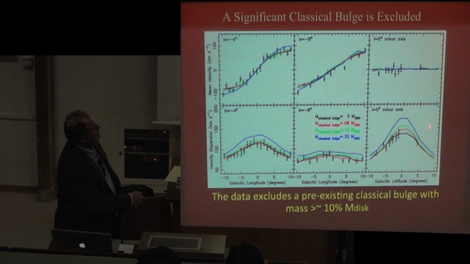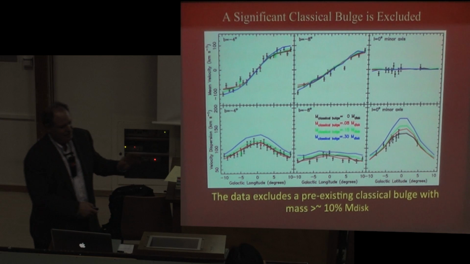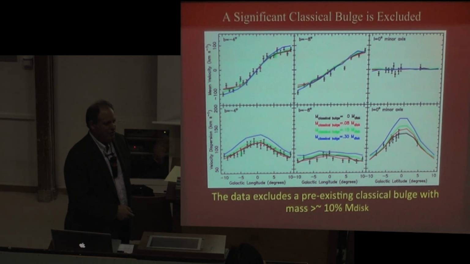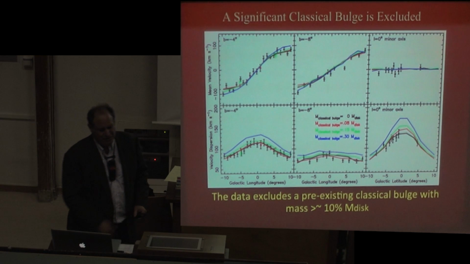And from this, especially from the minor axis profile, you can get a constraint on the fraction of the bulge that could be in a classical slowly rotating bulge, rather the fraction of the total disk mass, which is really in the simulation largely mapped into the bulge. It's about 10% that could be in a classical slowly rotating bulge.